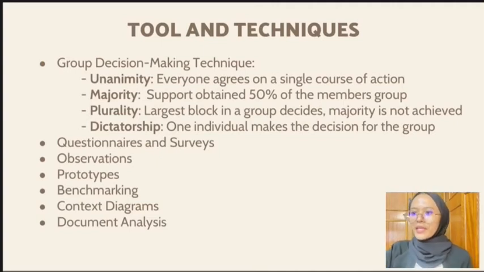And the third one is plurality. In plurality, a decision is reached whereby the largest block in a group decides, even if a majority is not achieved. This method is generally used when the number of options nominated is more than 2. It means that it has a lot of no votes.